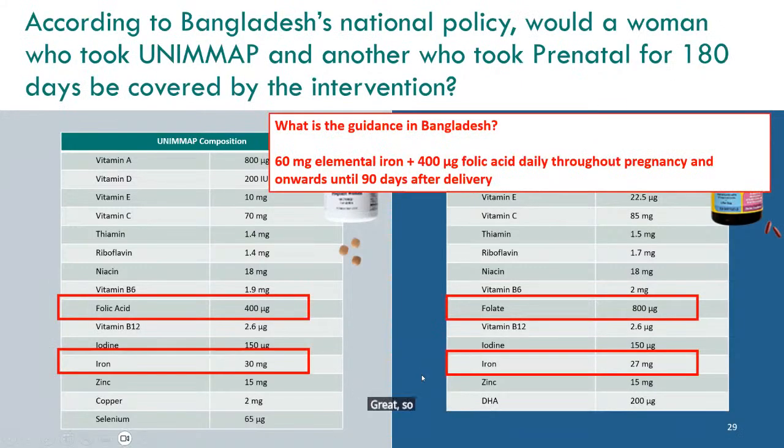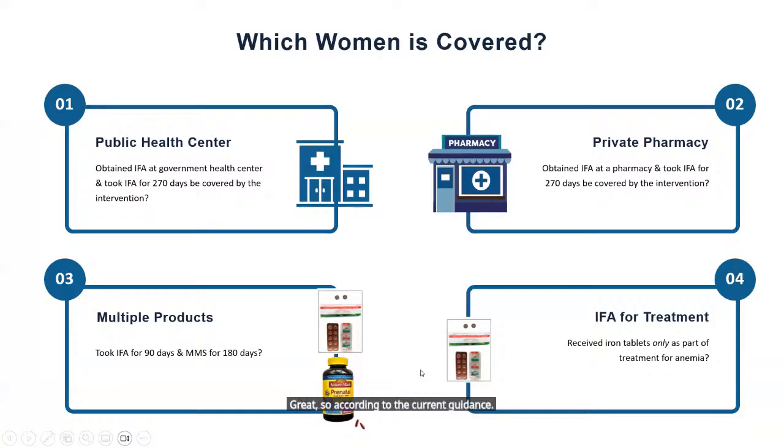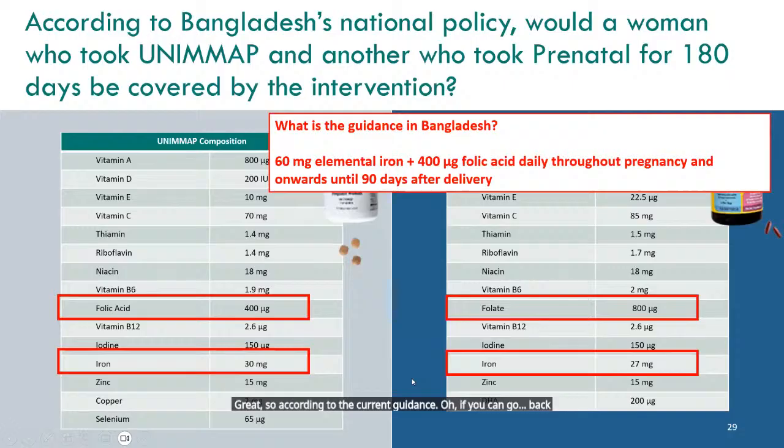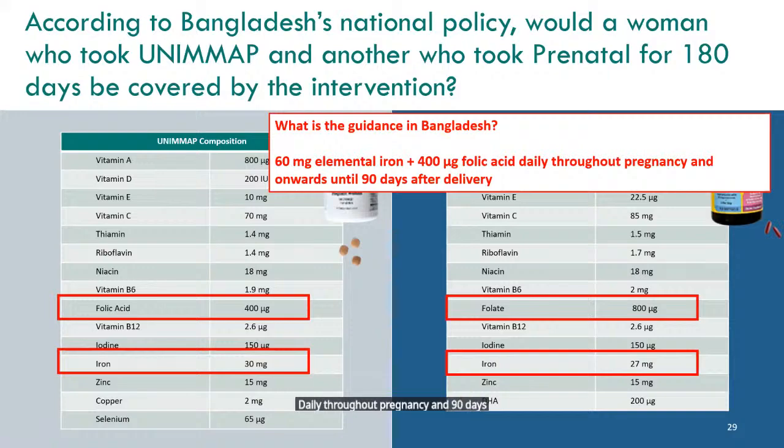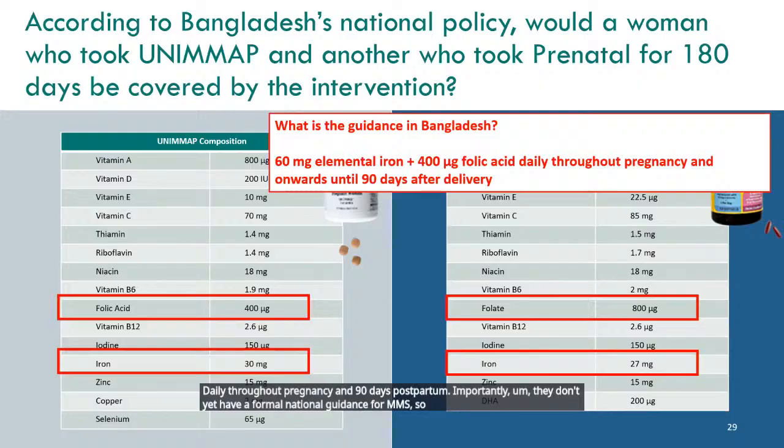Great. So according to the current guidance, Bangladesh recommends the 60 milligrams of iron, 400 micrograms of folic acid daily throughout pregnancy and 90 days postpartum. Importantly, they don't yet have a formal national guidance for MMS. So this is our guidance for IFA.